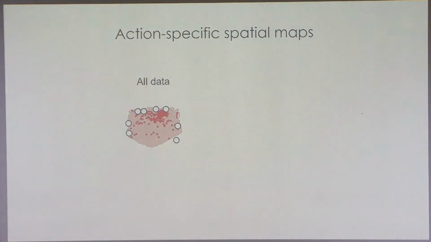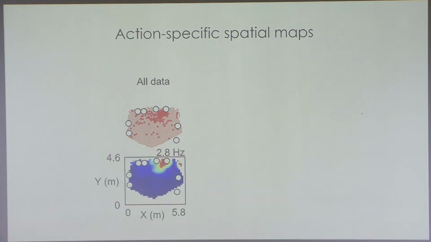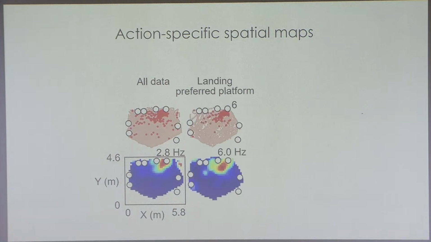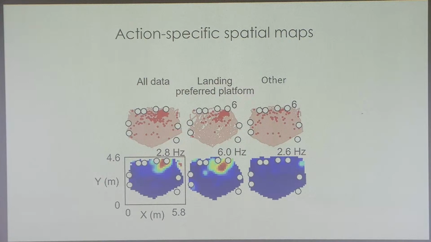Now, this actually creates an almost action-specific spatial map, because here I take all the data, gray is trajectories and red is spikes, and I make a firing rate map. But here I take only the data from the action by position. So only in this case, only the data from landing to platform 6, and I get this map. But now I get all the other data whenever you weren't landing on platform 6, and I get a different map. So it's an action-specific spatial map. This is not objective space.